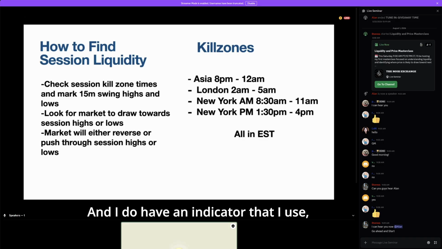And I do have an indicator that I use, so I don't really have to check every morning. It just marks it out for me, and I'll make sure that I link the indicator I used in the chat. But for those swing highs and lows, I mostly just look for the market to draw towards those highs and lows. And most of the time, the market either reverses or pushes through those highs or lows. But a lot of the times, those highs or lows are traded towards, and they're good to find. They're good to use as targets.